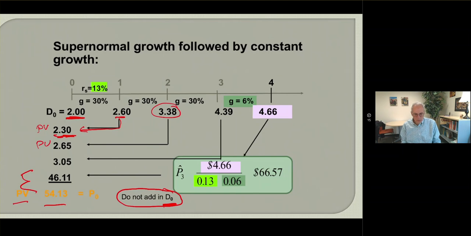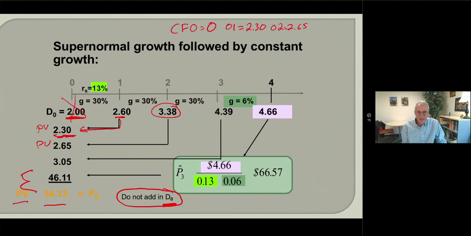Okay, so real quickly, let's show you how to do the cash flow. So the cash flow would be, cash flow 0 would be 0 because we don't add in the $2. Cash flow 1 would be 2.30. Cash flow 2 would be 2.65.